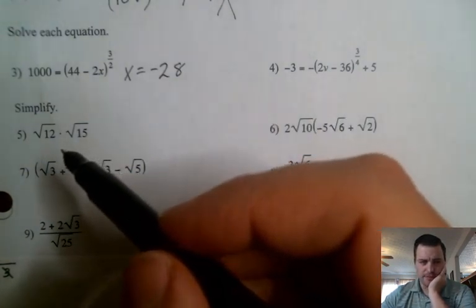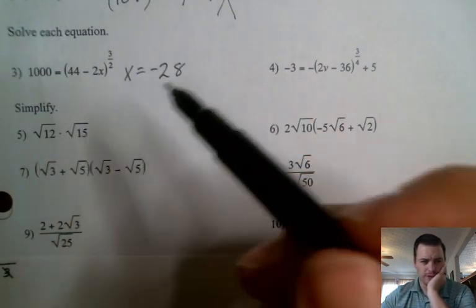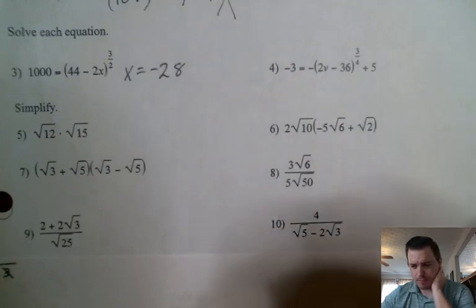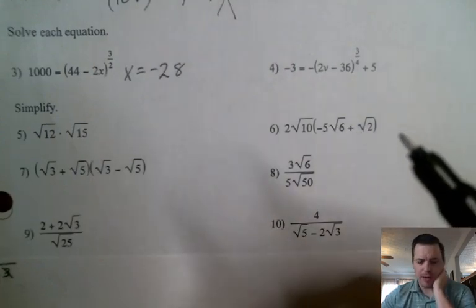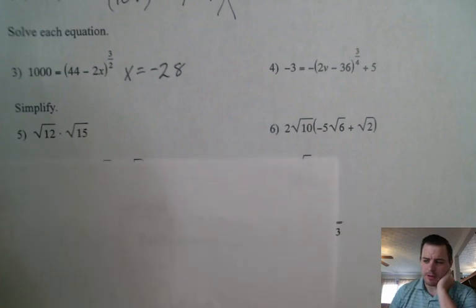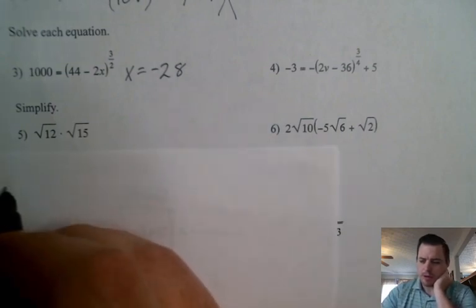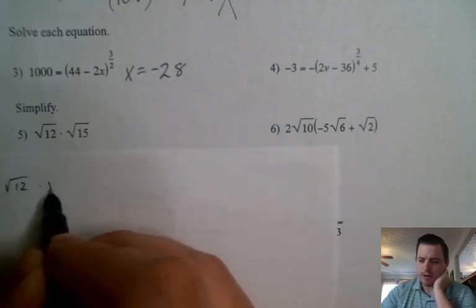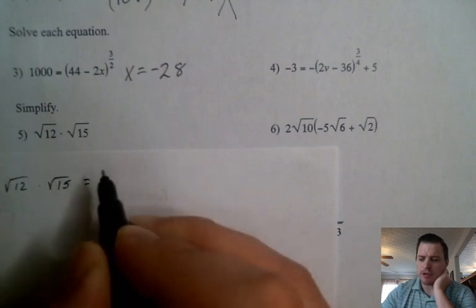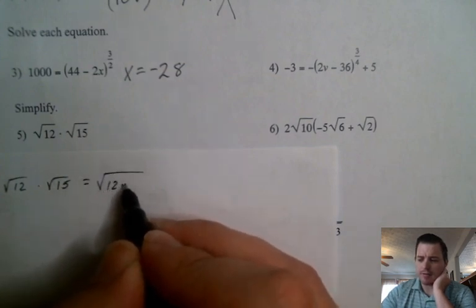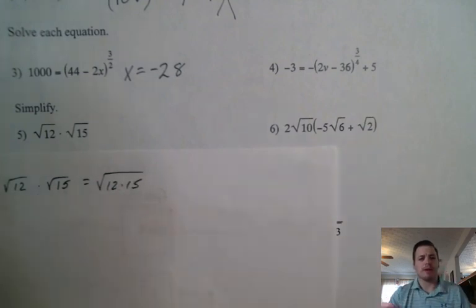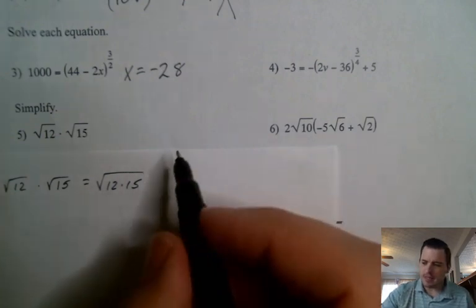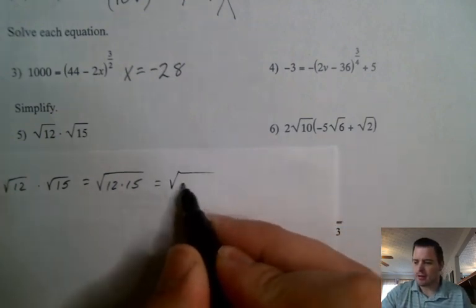Number 5, the square root of 12 times the square root of 15. A couple different ways you could go about this. I'm going to use this paper right here. What I'm going to do is just say the square root of 12 times 15. So anytime you're multiplying radicals, you just multiply the two insides. 12 times 15 is equal to 180. So the square root of 180.